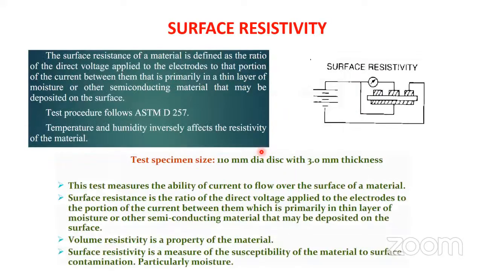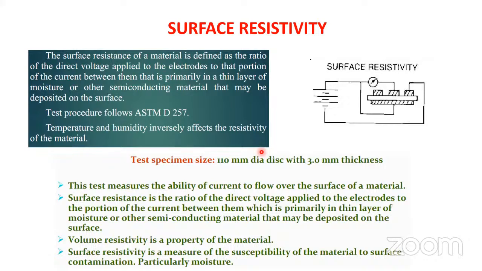Then what do we mean by surface resistivity? The surface resistance of a material is defined as the ratio of the direct voltage applied to the electrodes to that portion of the current between them that is primarily in a thin layer of moisture or other semiconducting materials that may be deposited on the surface. This test method generally uses the ASTM D257 standard. Temperature and humidity inversely affect the resistivity of the material.